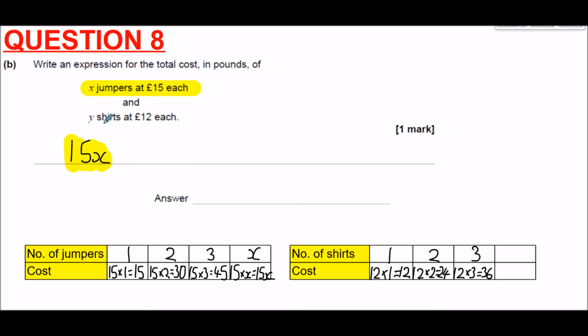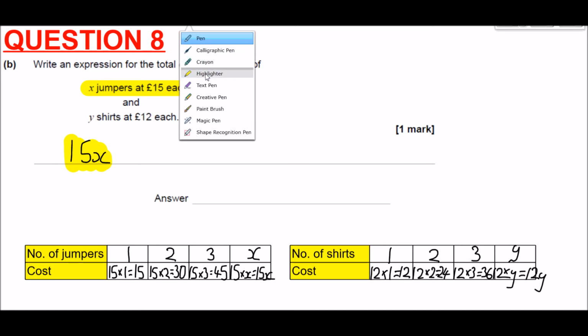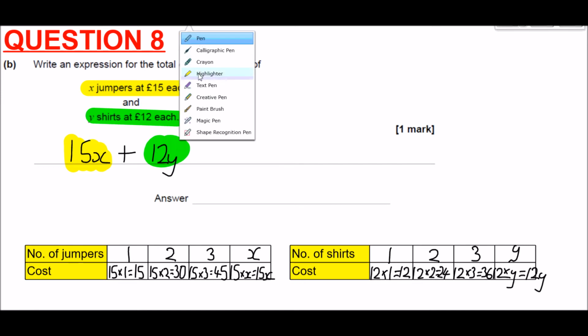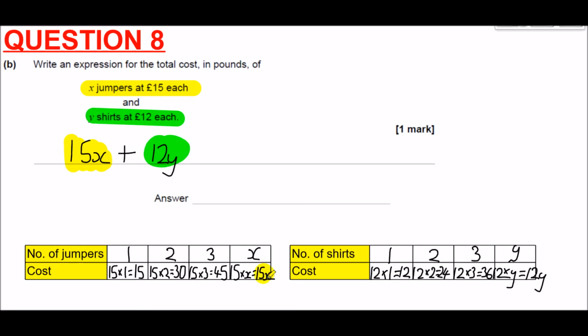So just follow the same idea if it were Y shirts. What have we done before? We've just took 12 and multiplied it by the number of shirts we're buying. So if it's Y shirts, it would be 12 times Y, which will be 12Y. So the cost of Y shirts at £12 each would just be 12Y. So the total cost of the jumpers plus the shirts would be 15X plus 12Y. Just to remind you where I've got these numbers from: 15X from this table and 12Y we mentioned from down here. So all that's left is to just write this solution on our answer line. 15X plus 12Y.